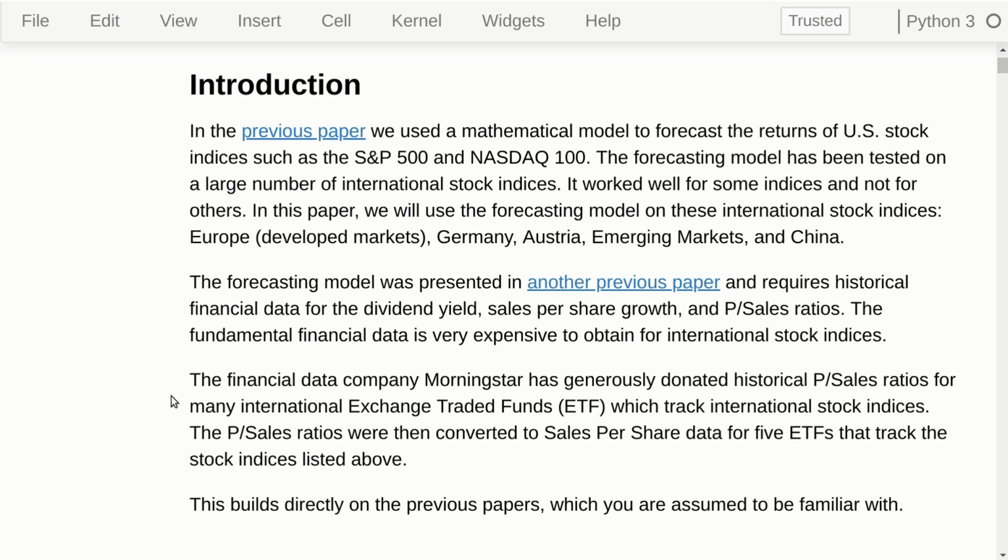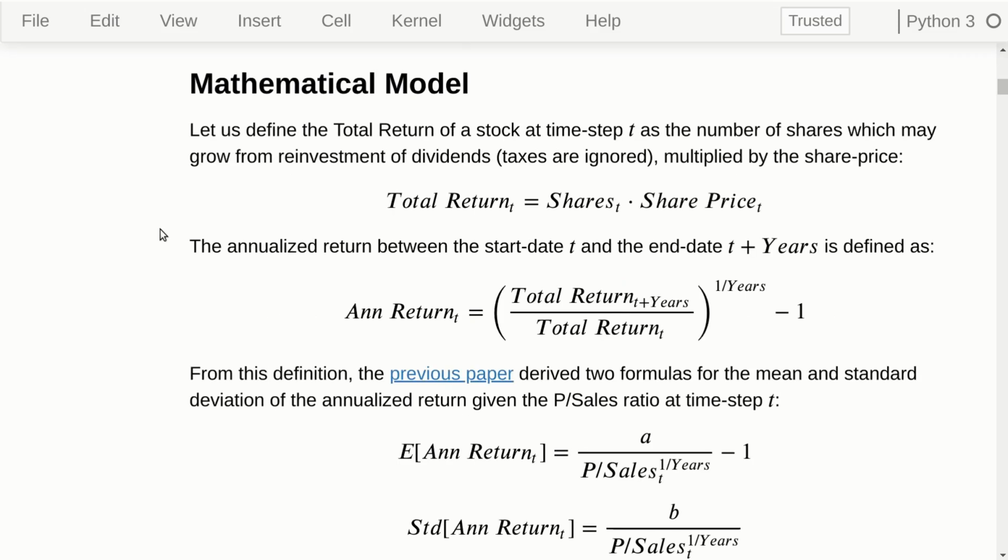Before you watch this video, you really need to watch the previous one as a minimum. And it might also be a very good idea to watch the one that goes over the theory of how this forecasting model works. In this video, I will only very briefly recap what the mathematical model is.